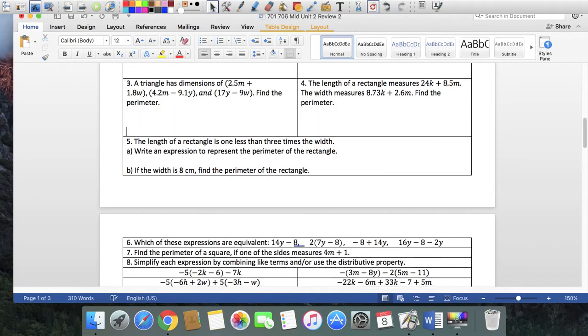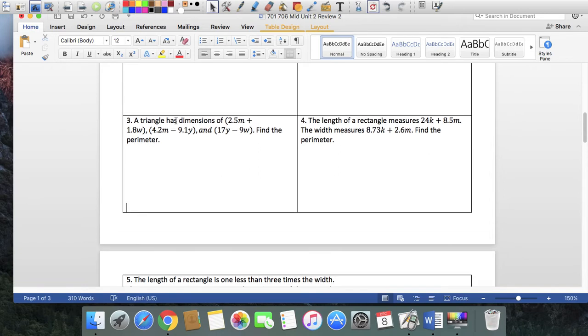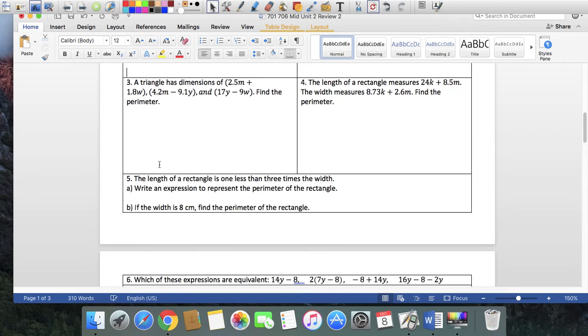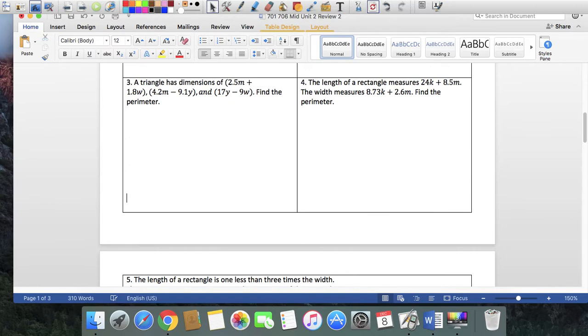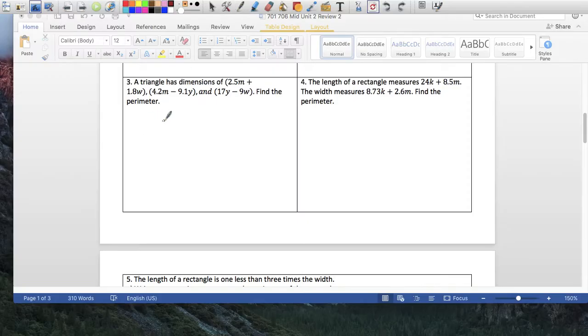Same thing as the previous review sheet, so a lot of these questions will be repetitive. It gives you extra practice. Here we have a triangle, which I will draw. And it says that this side is 2.5m plus 1.8w, the size represented by that expression.